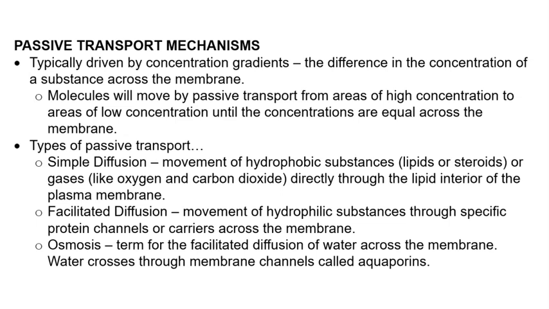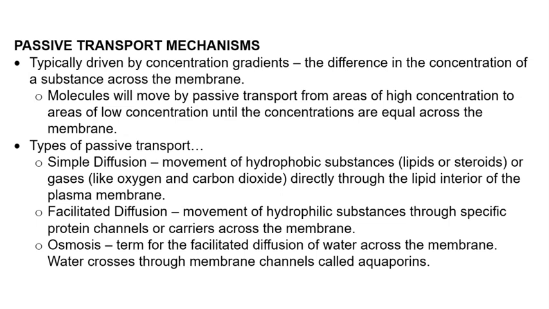A few types of passive transport include simple diffusion, which is the movement of hydrophobic substances like lipids or steroids, or gases like oxygen and carbon dioxide directly through the lipid interior of the plasma membrane. Facilitated diffusion is the movement of hydrophilic substances through protein channels or protein carriers across the membrane.